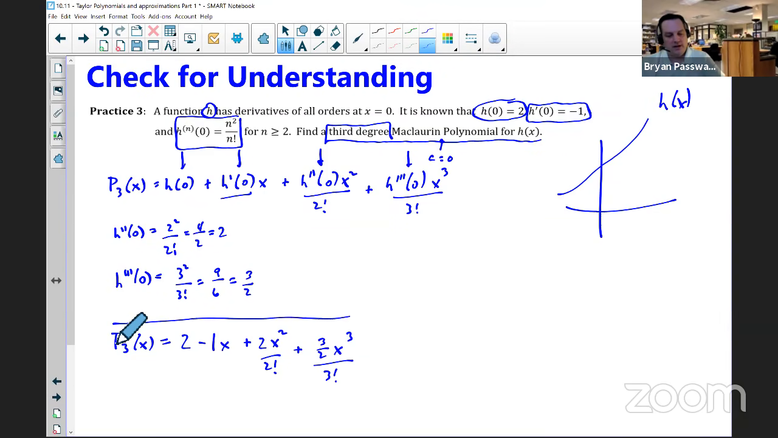It looks a little bit complex and ugly, but guess what? That is a third degree polynomial that would approximate h based on the information that was given. Wow, that was a lot of information, right?